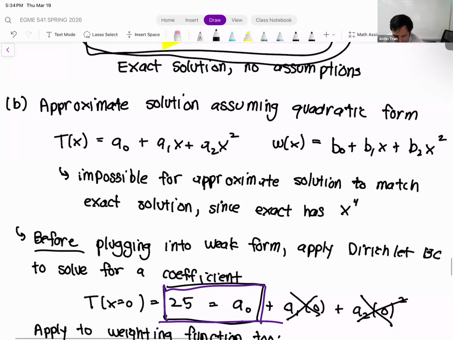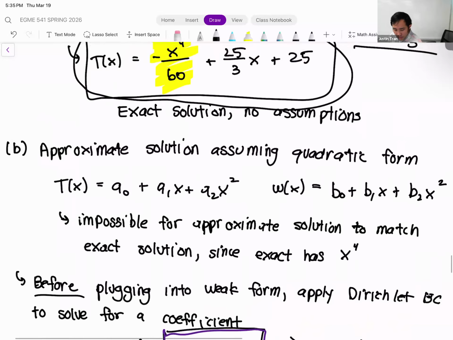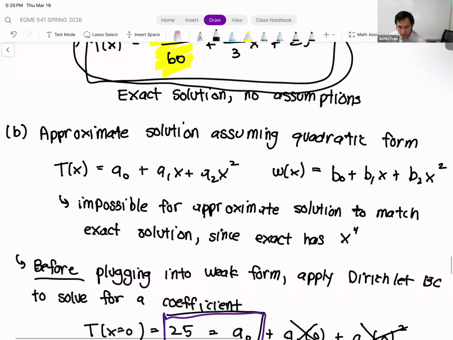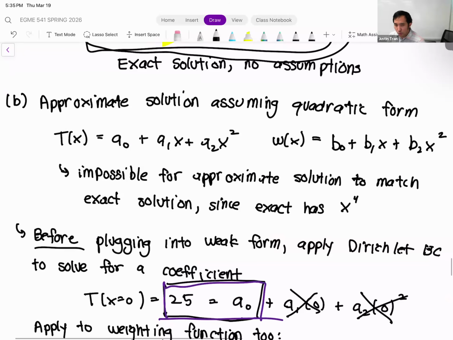Okay. Now, the first thing that we notice is that, by making this assumption that our solution is going to be quadratic, we're conceding the fact that our quadratic function is never going to quite be equal to the exact solution. Because the exact solution has a term that is x to the fourth, right? So you have minus x to the fourth divided by 60. So it's impossible, with our given form, to reach that form there, right? So we can only go up to x squared. And so no matter what we get from this solution here, it's never going to be exact, but we can see how close we're going to get.